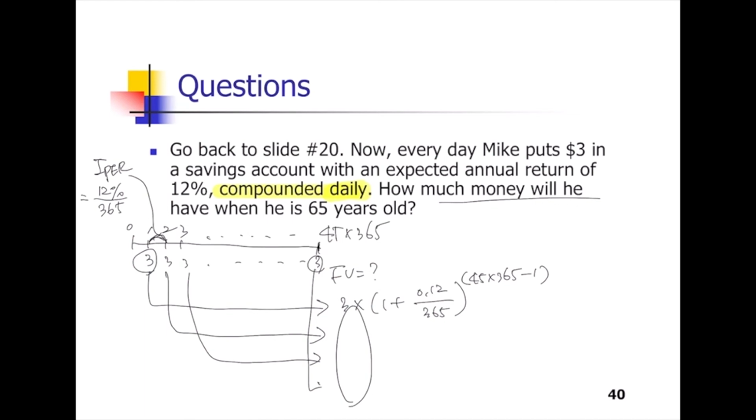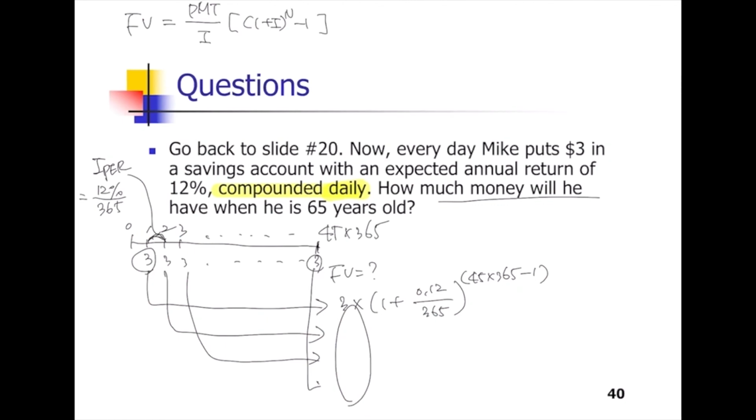But it's hard to calculate by hand, right? So now we can use the future value of annuity formula. So the FV can be calculated by PMT over I times (1 plus I) to the power of n minus 1, right? In this case, the payment is what? Yeah, $3.